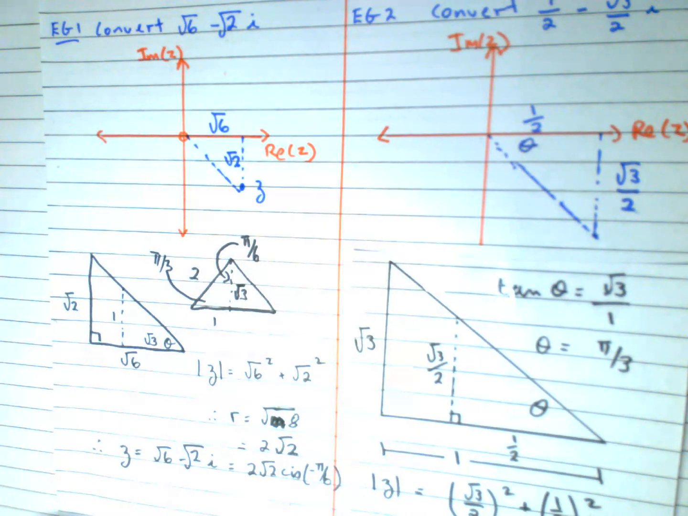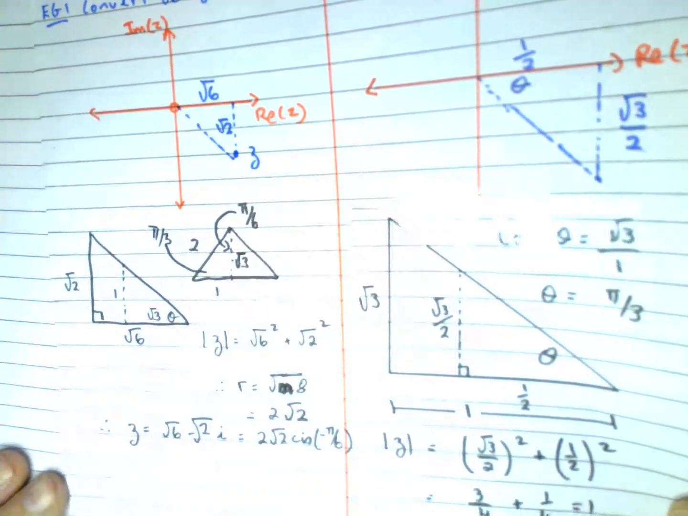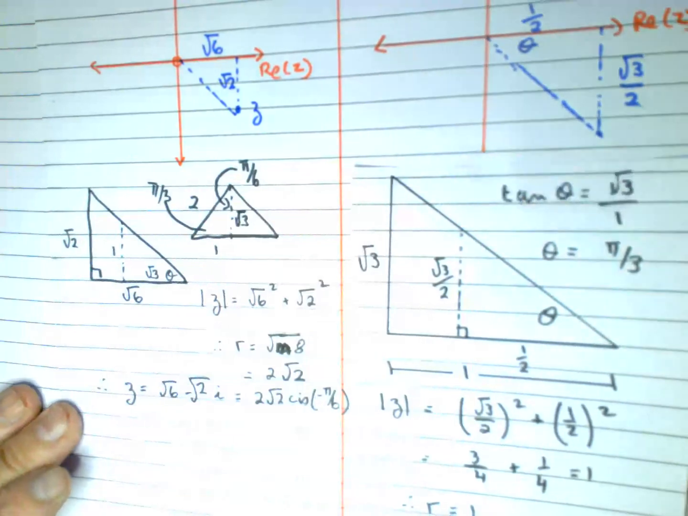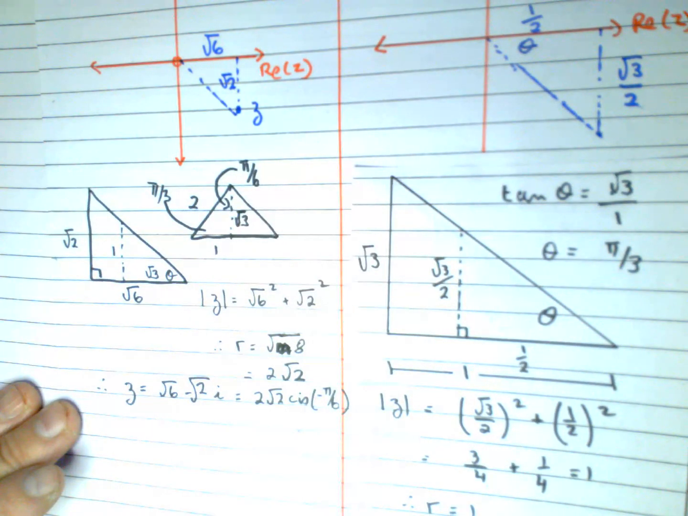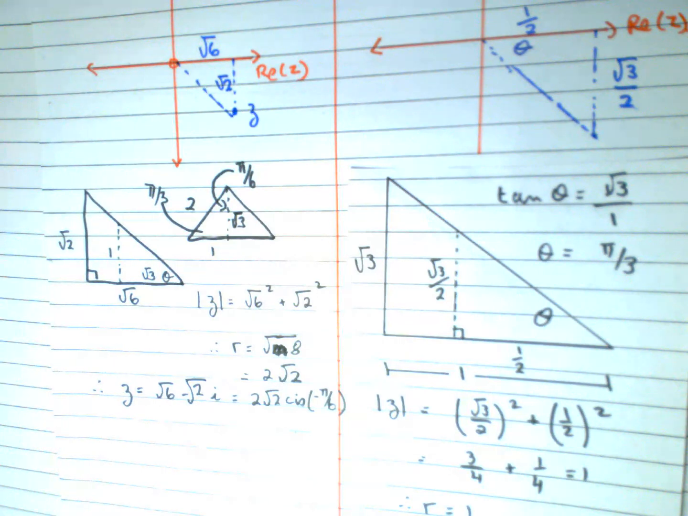Okay, from there I've just got to find the radius, and that's easy enough. The radius is simply the modulus of z, and you should be able to follow the working there. So square root of 6 all squared plus the square root of 2 all squared is correct, and therefore I've got the square root of 8, which simplifies to 2 square root 2. So in conclusion, my Cartesian number is going to be converted to 2 square root of 2 cis negative pi on 6.